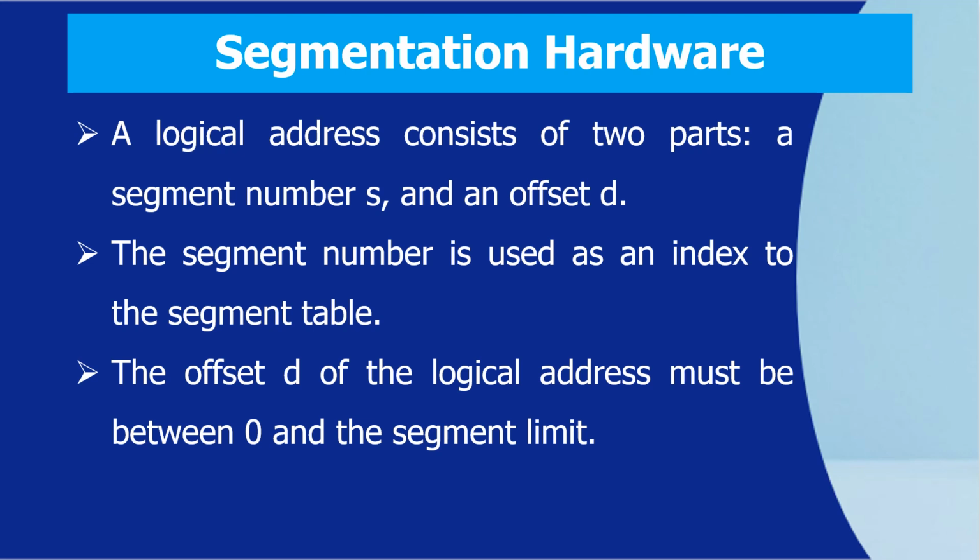By using that previous diagram, we can conclude the logical address contains two parts: a segment number S and the offset D. The segment number is used to index into the segment table. The offset D of the logical address must be between 0 and the segment limit.